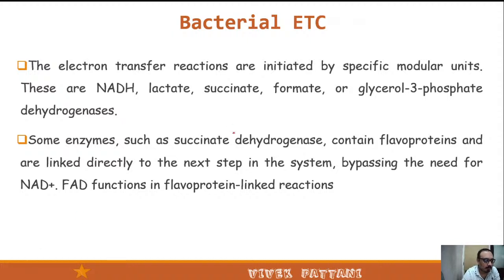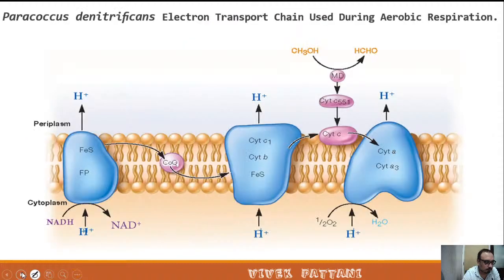So electron transfer reactions are initiated by the specific modular units. These may be NADH, lactate, succinate, formate, or glycerol 3-phosphate dehydrogenases, which are generally associated with the electron transport of the E. coli. Right now I am going to discuss the electron transport chain of the Paracoccus denitrificans under aerobic conditions.